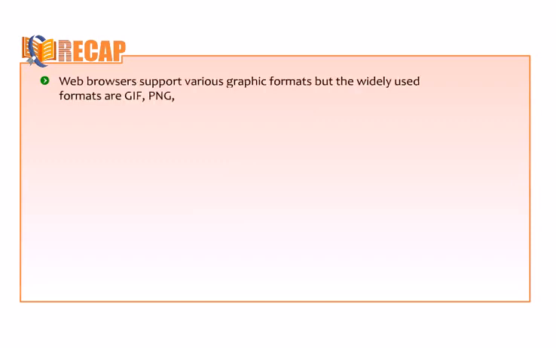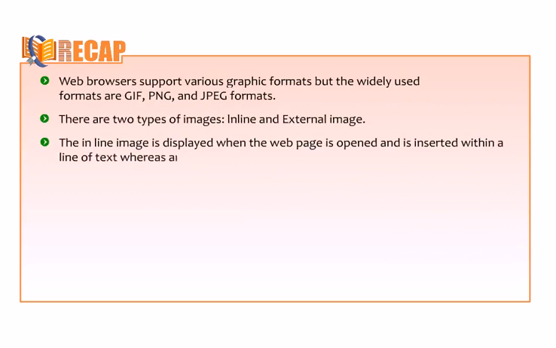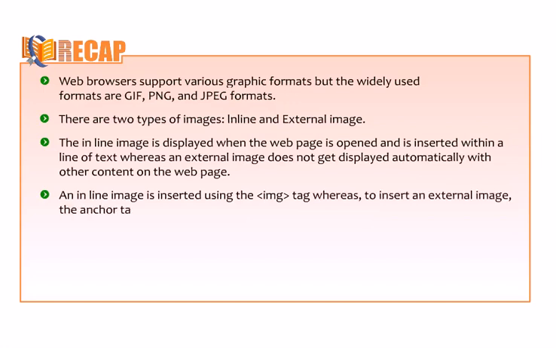Okay students, let us take a recap of this chapter. Web browsers support various graphic formats, but the widely used formats are GIF, PNG and JPEG. There are two types of images, inline and external. The inline image is displayed when the web page is opened and is inserted within a line of text, whereas an external image does not get displayed automatically with other content on the web page. An inline image is inserted using the image tag, whereas to insert an external image, the anchor tag A is used that establishes a link to the image.